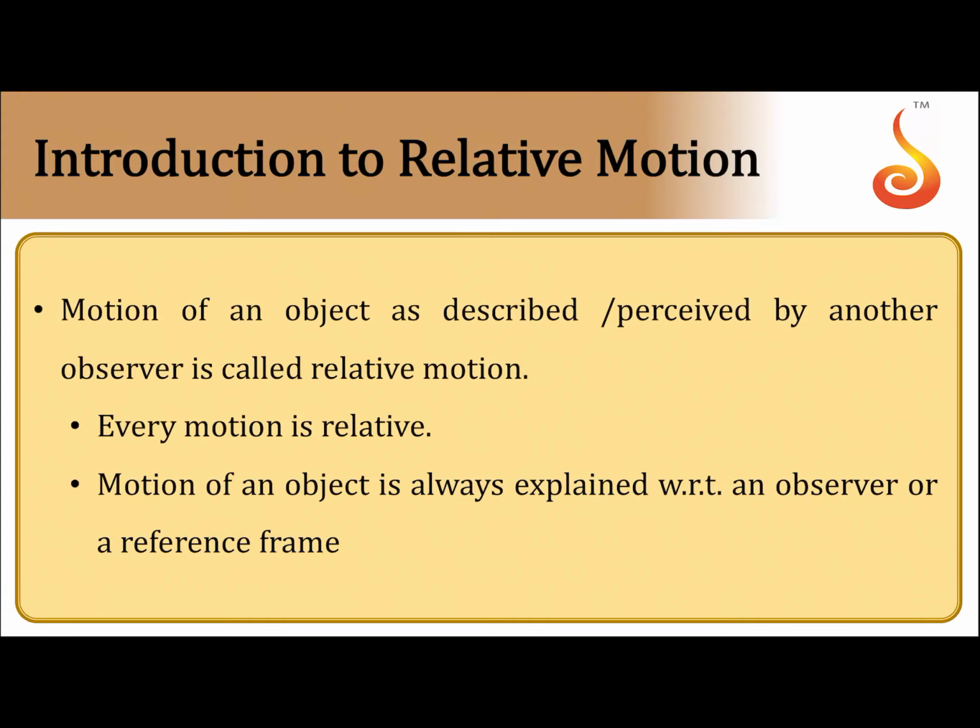What is relative motion? This is one of the very important concepts which helps us in easing out problem solving. You know that motion is not absolute. For example, if we consider a simple case of a train in which two people are sitting next to each other, let us call them A and B, and there is a stationary ground observer.